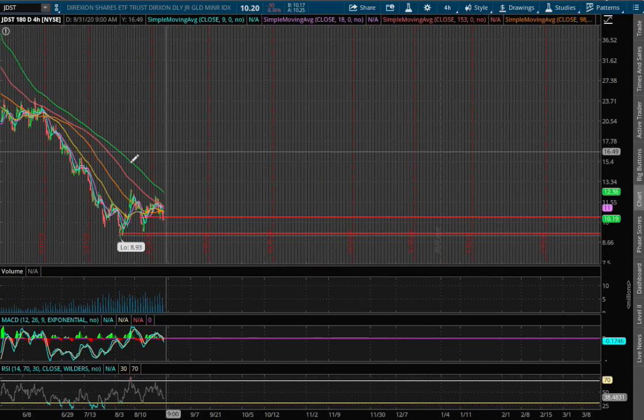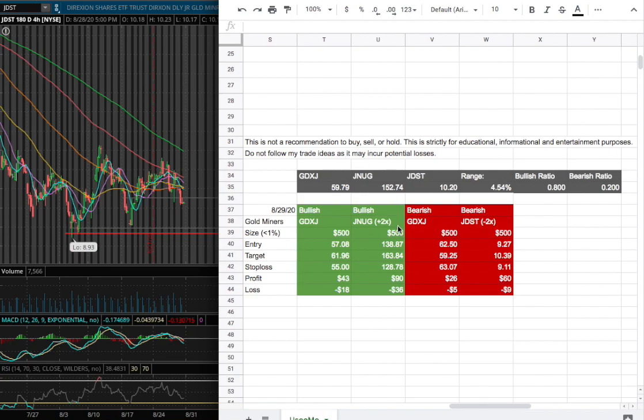So for the trade idea of the week, if we zoom in further, my entry for JDST will be at $9.27, fairly close to where we encounter all-time lows, and my sell target would be $10.39, fairly close to where we currently are now. So my stop loss will be $9.11, fairly close to where we encountered the all-time lows.